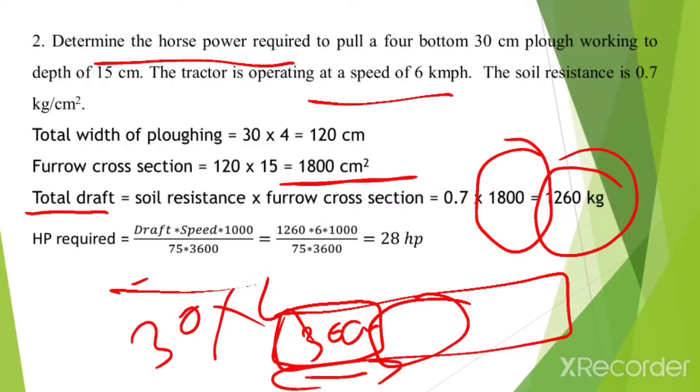Then by putting all the values like total draft and speed, we get the final horsepower required to pull that particular implement, that will be 28 horsepower.